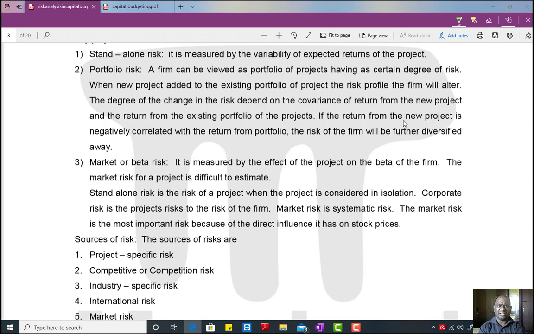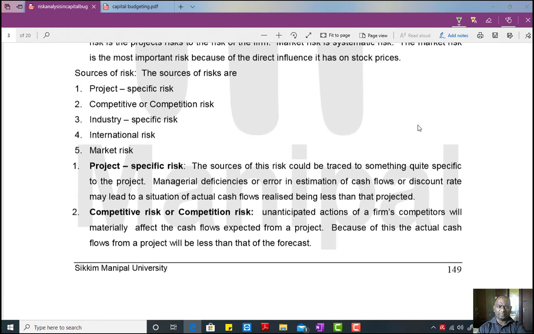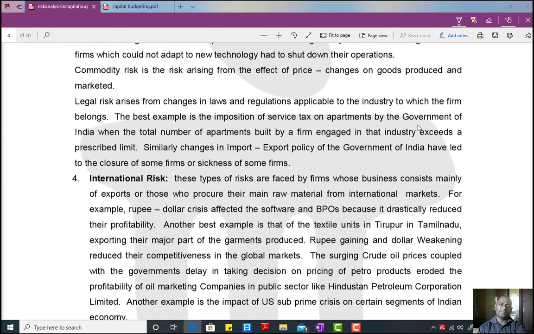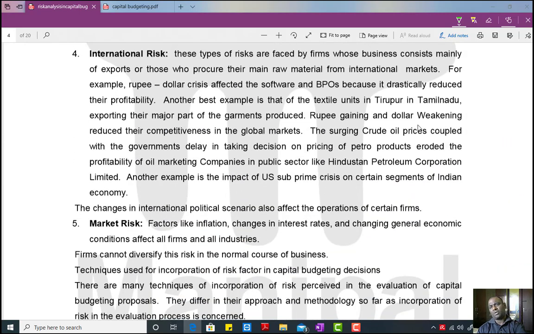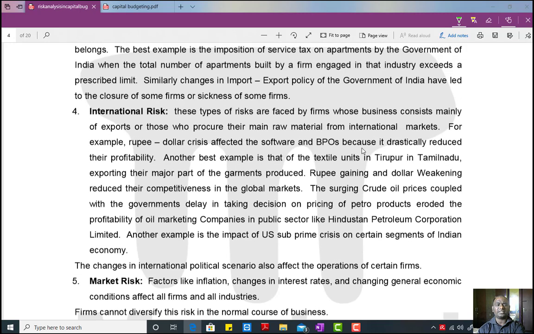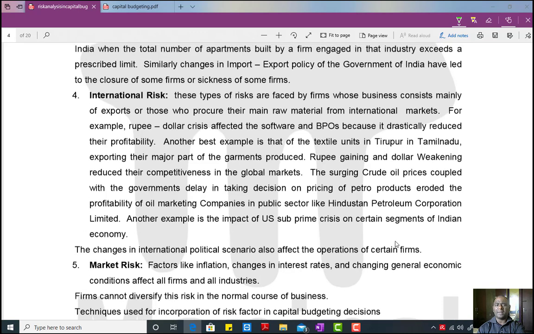Now these are the three types of risk. What are the three types of risk? Standalone risk, portfolio risk, and market risk. Now from where do we get all this risk? We get this risk because of that particular project, because of competition, because of industry, because of international risk, and because of economic risk. Now, these are all various types of risk involved. Why are we studying all this risk? Because of these factors, that is the market factors. Market factor means inflation, change in interest rate, general economic conditions. This is what we call market risk.